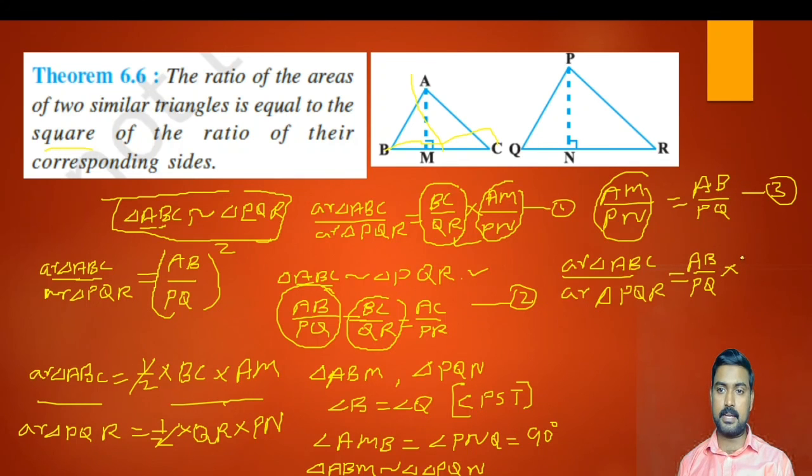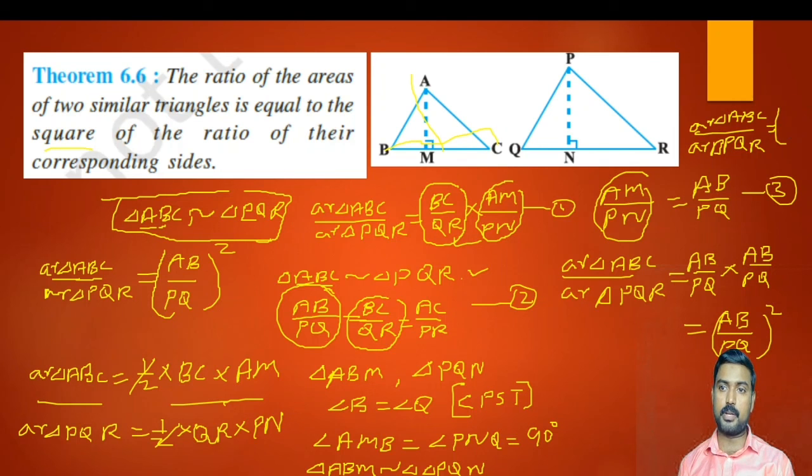So from the second and third equations, both the values are equal to AB by PQ. AB by PQ into AB by PQ, what will we get? AB by PQ whole square. So we got the answer: area of triangle ABC divided by area of triangle PQR is equal to the square of AB by PQ.